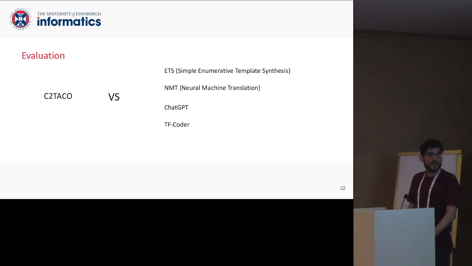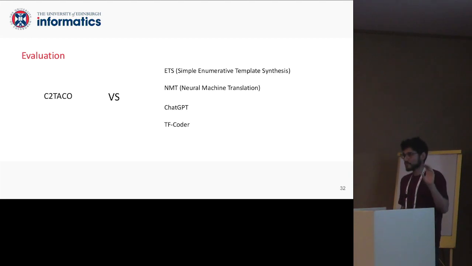And we also compare against a neural machine translation model where we use the TACO compiler to generate a lot of pairs of TACO index notation and C. We use that as training data to train a transformer model that will output a TACO program given a C program. And we also compare against ChatGPT because although it's not trained to output TACO, it's a widely used neural machine translation approach, and we want to compare something that we didn't train.